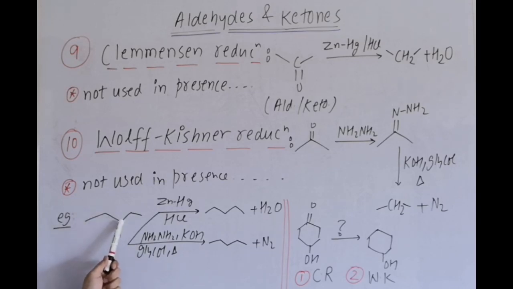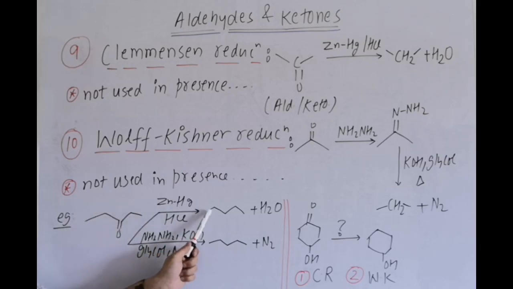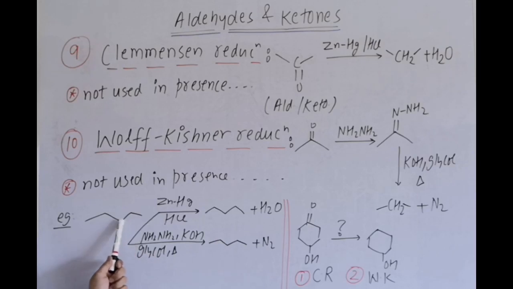CH3, CH2, CH2, CH2, CH3, 1, 2, 3, 4, 5, pentane is formed. If we take Wolff-Kishner reduction, it is again C double bond O to CH2, giving CH3, CH2, CH2, CH2, CH3 plus N2 evolved.